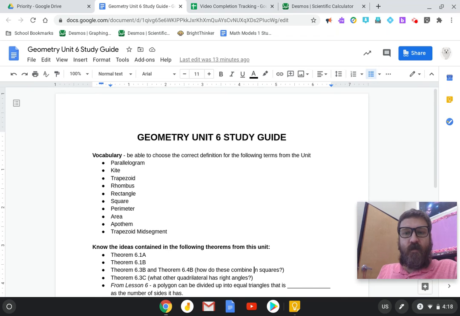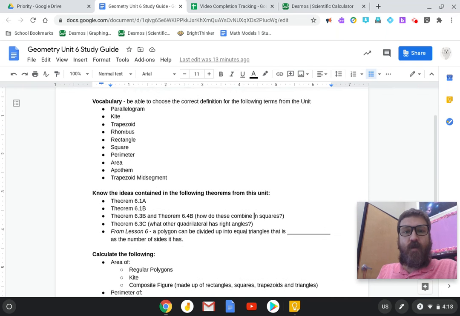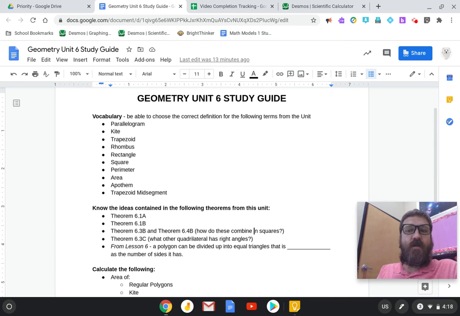So first things first, there's some terms and theorems that you need to know. You're going to need to spend some time studying these. I've listed the vocabulary that you need to know. You can find these in the unit. You can find them in the geometry proof manual that I shared with you on the classroom page, and I will send that out again tomorrow with this video.